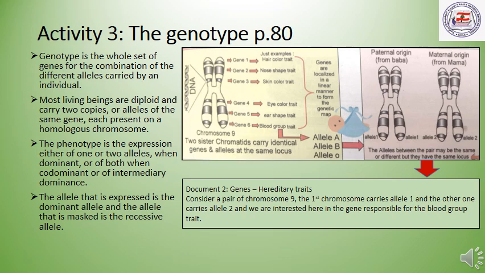The phenotype is the expression either of one allele when dominant, or both when codominant, or of an intermediary dominance. The allele that is expressed is the dominant allele, and the allele that is masked is the recessive one. In this example, we're considering a pair of chromosome number 9. The first chromosome carries allele 1 and the other one carries allele 2, and we are interested here in the gene responsible for the blood group trait.